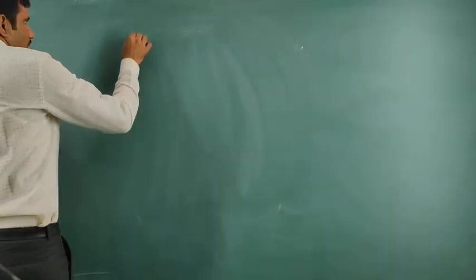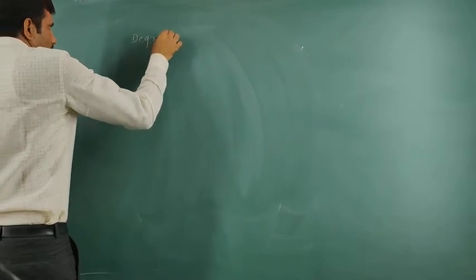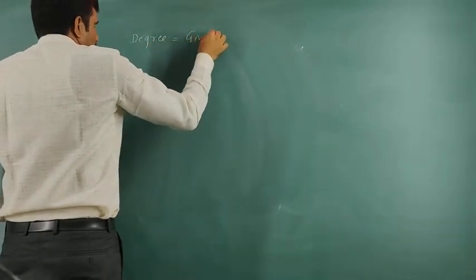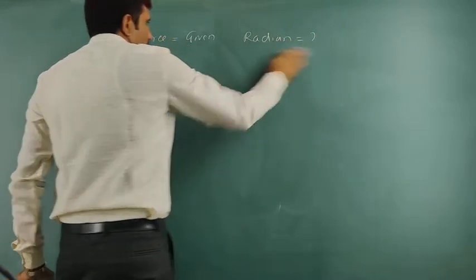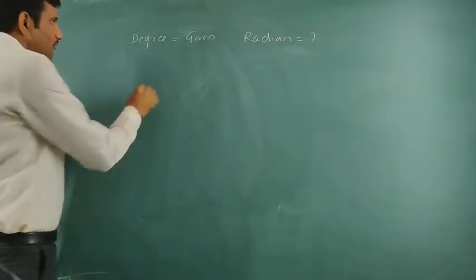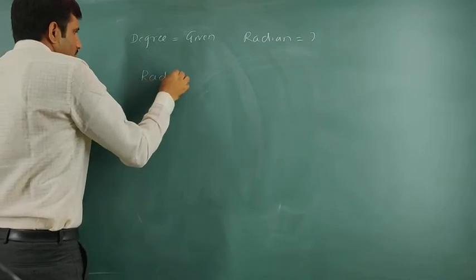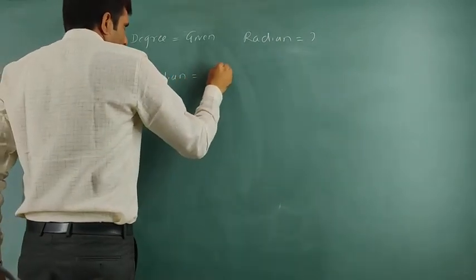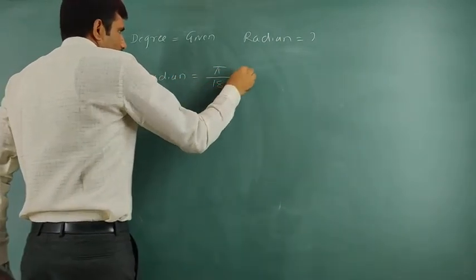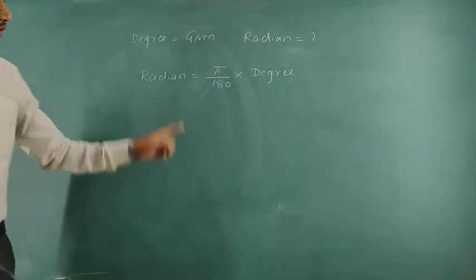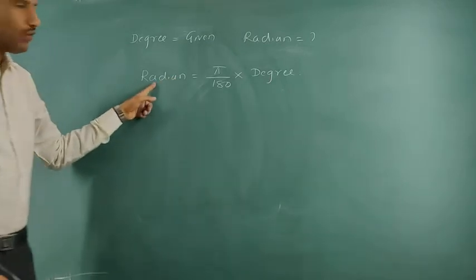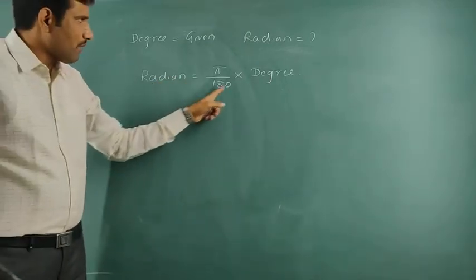See, if the degree value is given, then how do we find its radian value? The radian value is equal to pi by 180 into the degree measurement. So this is the formula to convert degrees to radians. Radian value is equal to pi by 180 into degree.